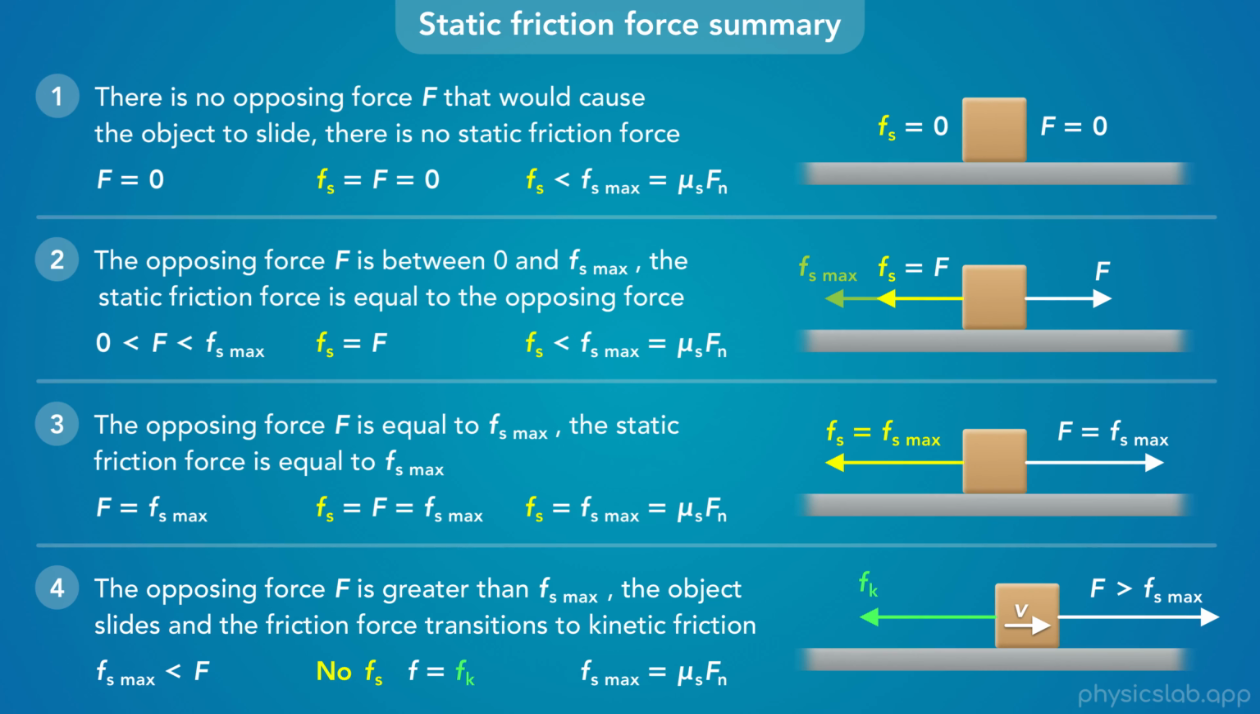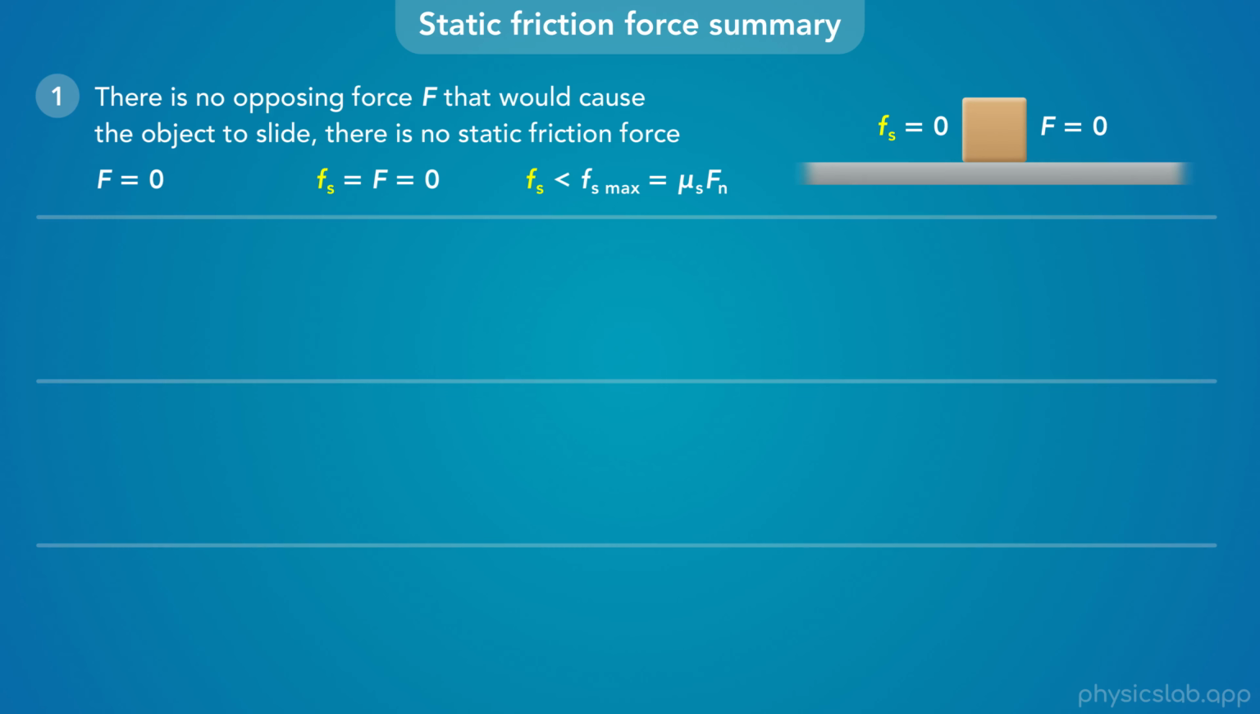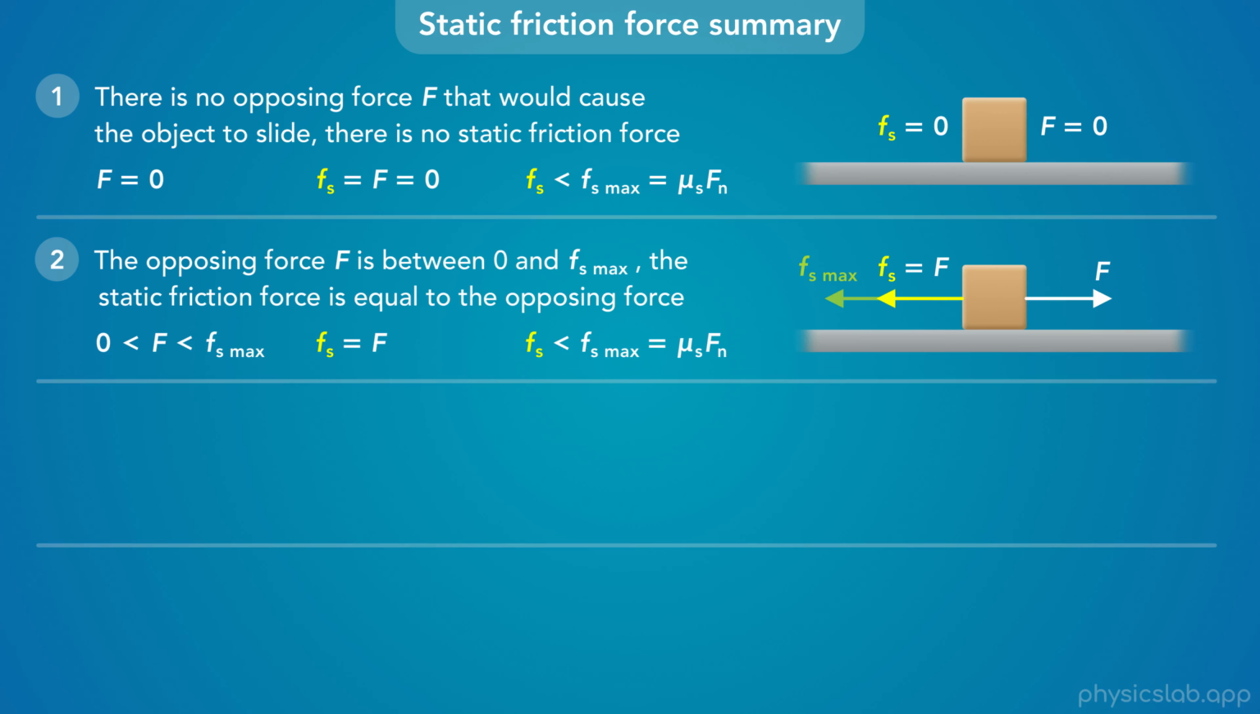To wrap things up, let's do a quick summary of static friction in each of the 4 cases. Then we'll walk through an example problem. First, if there is no opposing force that would cause the object to slide, then there is no static friction force. Second, if the opposing force is between 0 and the maximum static friction force, then the actual static friction force is equal to the opposing force, and it's less than the maximum possible value.